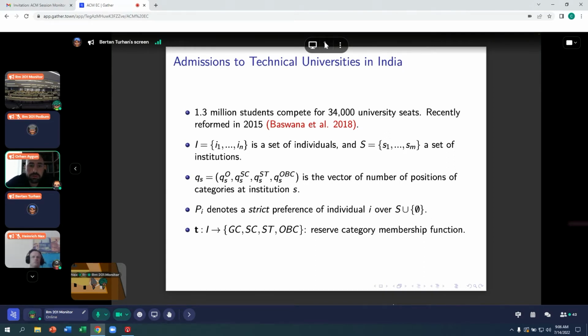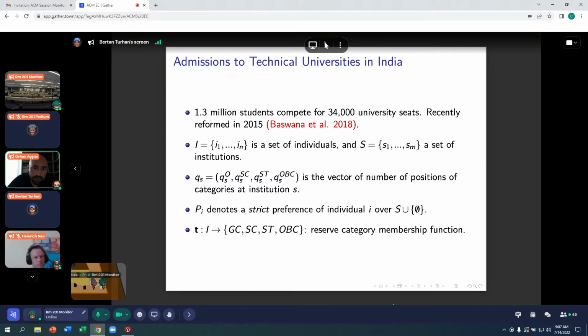We built our model as a matching problem, and we followed Baswana et al. 2018 paper. And in this matching problem, we have a set of individuals, they are strategic agents, and a set of institutions. And for each institution, we have a vector of number of positions for categories: open categories, scheduled castes, scheduled tribes, and other backward classes categories.